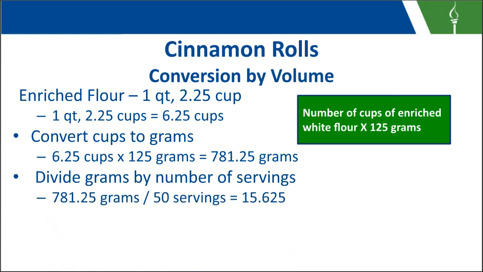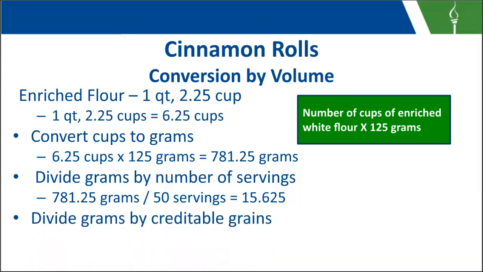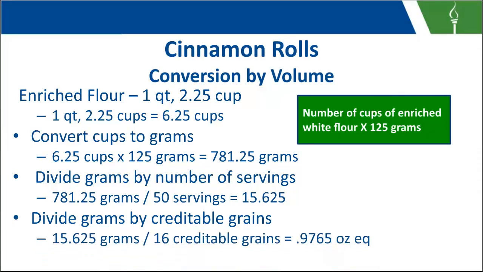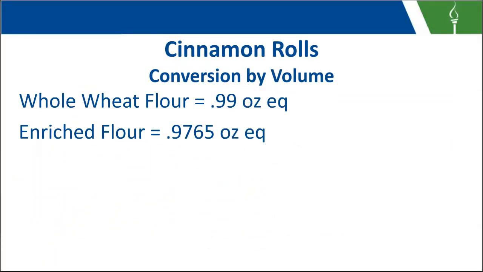Dividing that by the number of servings, which was 50. So we have 15.625 grams per serving. And then dividing that by our creditable grains, which again is always 16. So we have 0.9765 ounce equivalents of enriched flour in our cinnamon roll recipe.